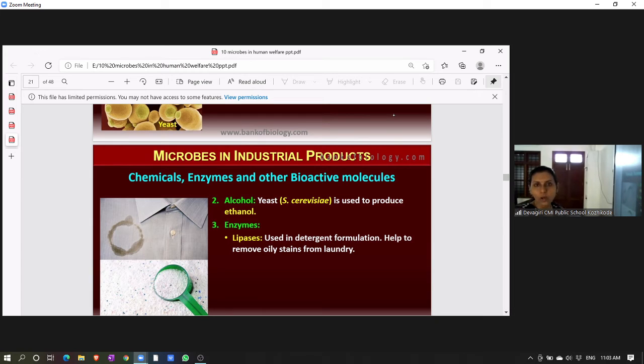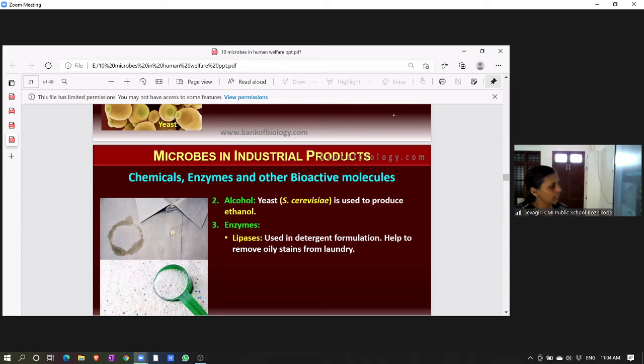Even in our laundry detergent, the enzyme used is lipase. Lipase is used in detergent so that it removes the oily dirt. We know lipase is used to digest the fat, which we studied in class 10 and 11. So the oily dirt will be digested by using lipases. So this enzyme is being added to the detergents.